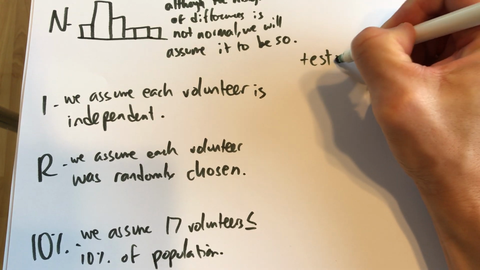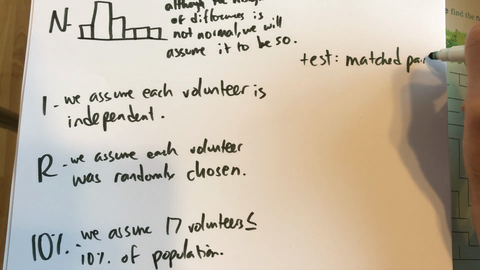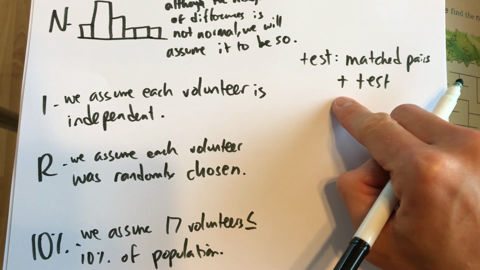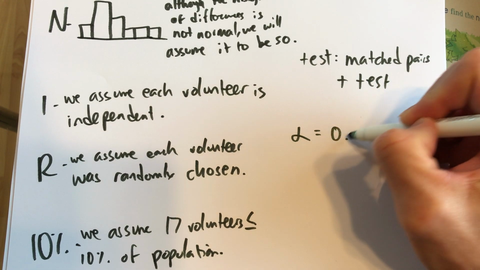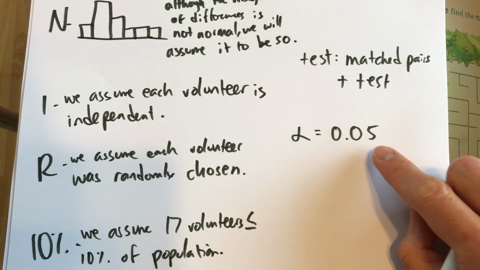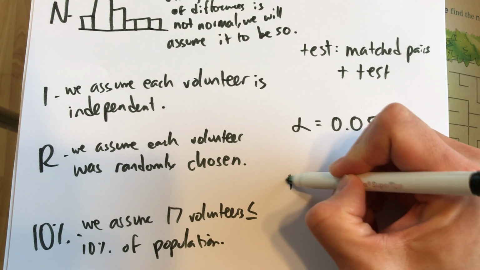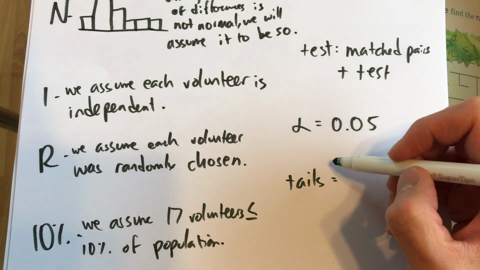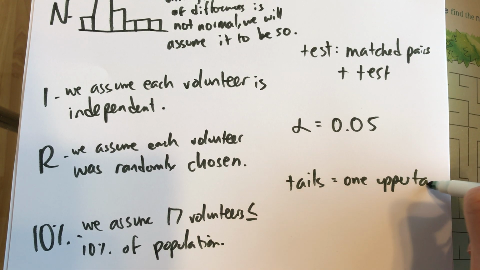So the test here we're using is the matched pairs t-test, right? We always use t for mean, z is for proportions. Our alpha, we'll use a 0.05. Do you want to be dangerous? Do you want to live life on the edge and try something different this time? Nah. And then tails, since it's greater than, right? Our alternative was greater than, so it's going to be 1 upper tail.